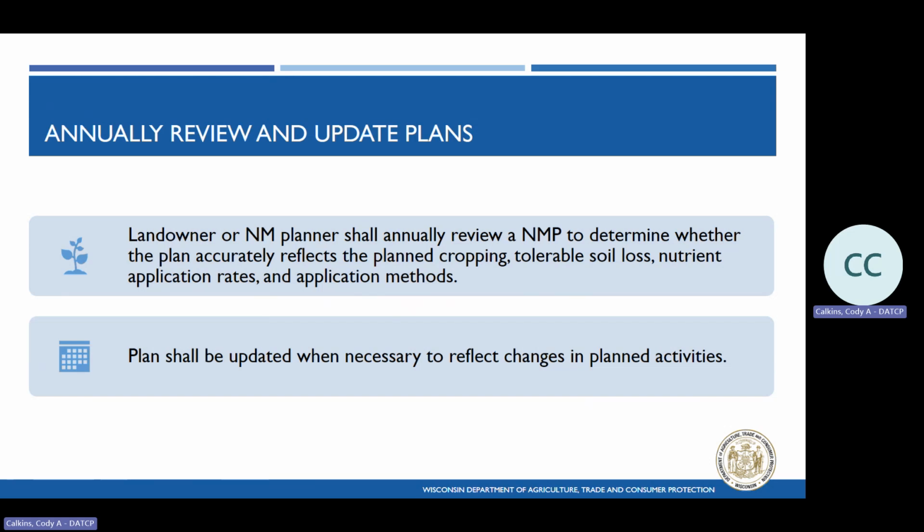The most important piece on this slide is that any changes in the field that differ from what's in the nutrient management plan should go back and be accurately reflected in that nutrient management plan so as to show no additional conservation compliance issues arise due to those changes.